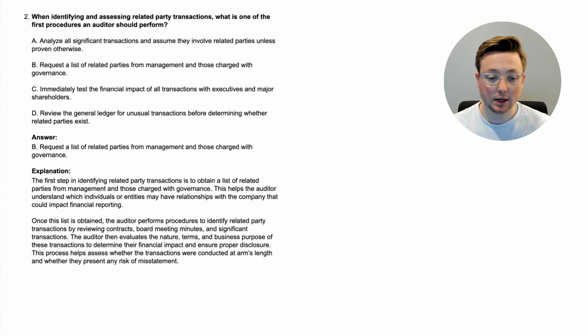The auditor then evaluates the nature, terms, and business purpose of these transactions to determine their financial impact and ensure proper disclosure. This process helps assess whether the transactions were conducted at arm's length and whether they present any risk of material misstatement. So again, the idea here is at the very beginning, they are first getting a list of related parties for the company, for management, and then from there they can start understanding, are these related parties going to impact the financial statements?